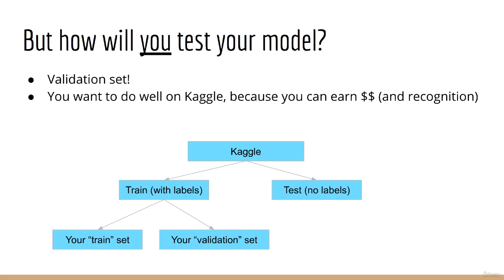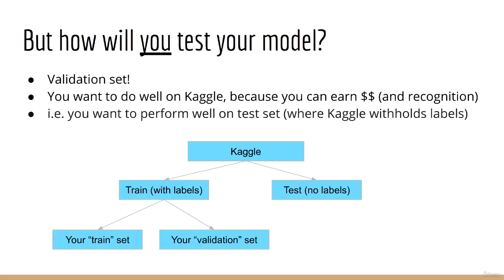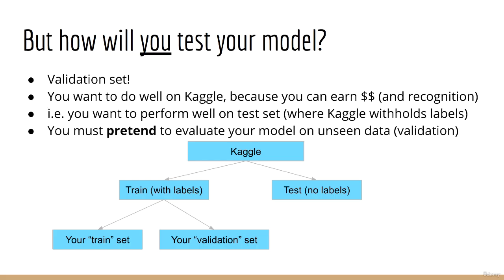So you have to make sure that your model performs well on unseen data, namely this test set for which Kaggle withholds the labels. In order to do that, you have to pretend to evaluate your model on unseen data by splitting the train set that Kaggle gives you into train and validation sets. For this data, you do have all the labels, and so you can calculate both the train and validation accuracy.